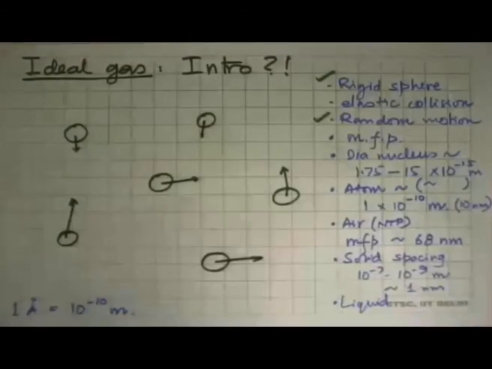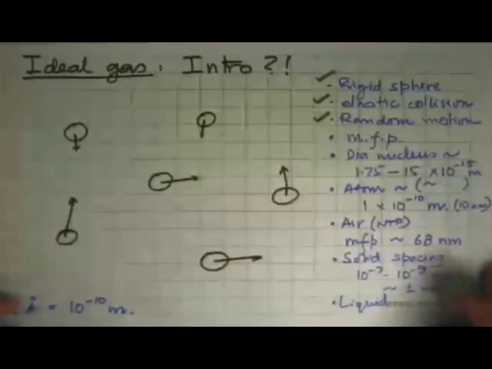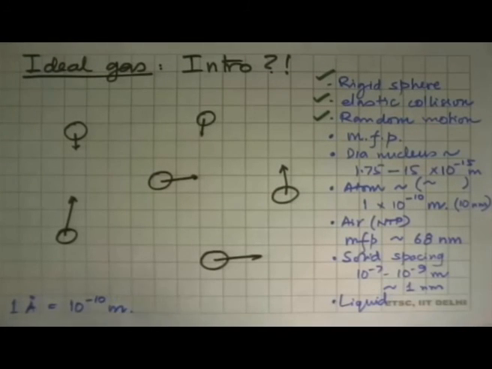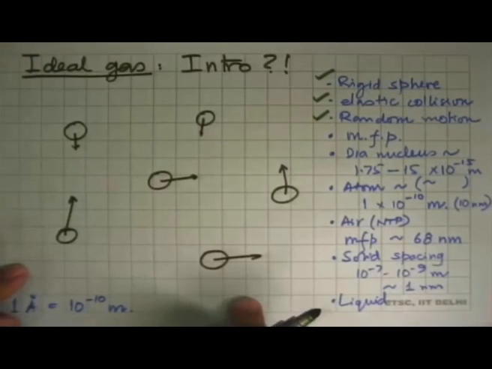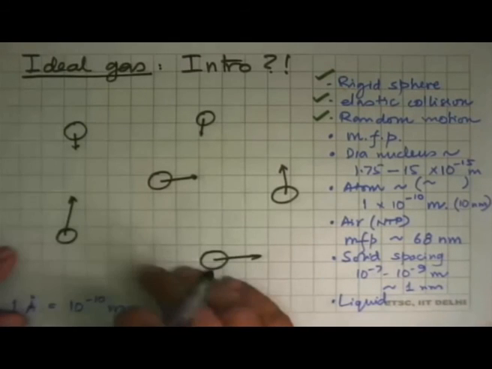Quite often they keep hitting each other, and we say that those collisions are elastic. That means it's like two rigid balls hitting each other. Momentum and energy get conserved. As they keep moving around, we say that, look, this is called an ideal gas.